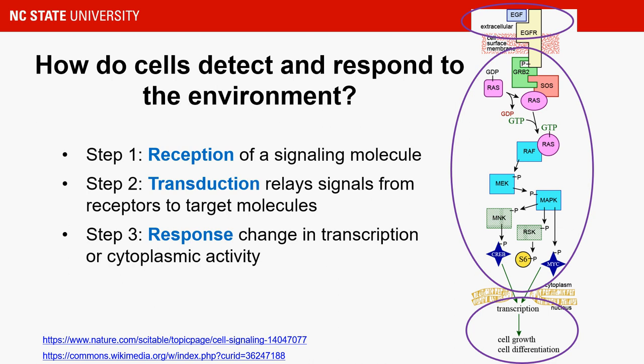So in summary, how can a cell detect the response to the environment? The cell can, through the steps of reception, have a receptor that binds with a signal molecule, and the cell can transduce that signal downstream to a lot of other downstream signal molecules, and the cell can respond to the stimuli.